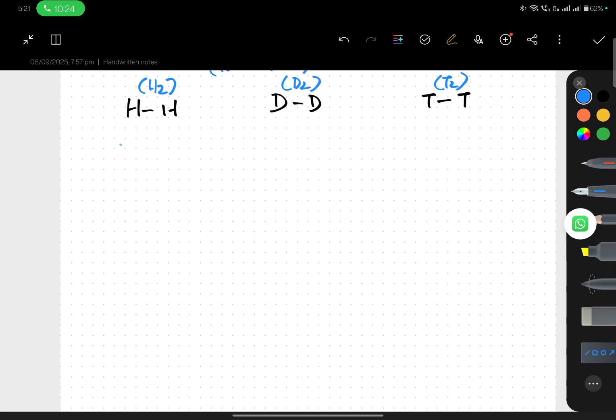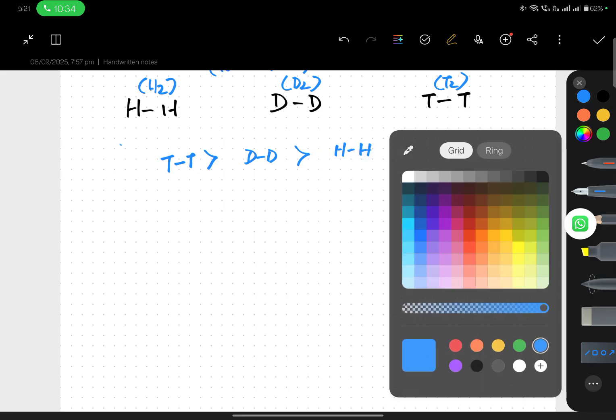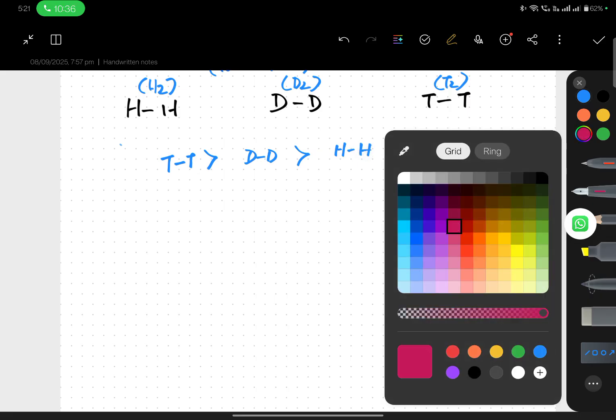Protium. Actually, that is what we all will think, but it is the reverse. Tritium has greater bond dissociation enthalpy than deuterium. Deuterium will have greater bond enthalpy than hydrogen. Let me write the values and show, and then I'll give you the explanation.